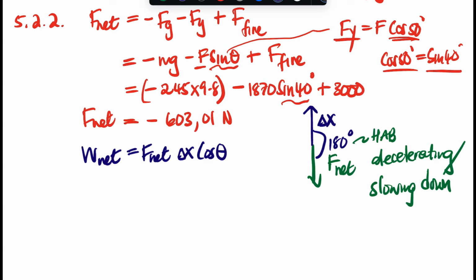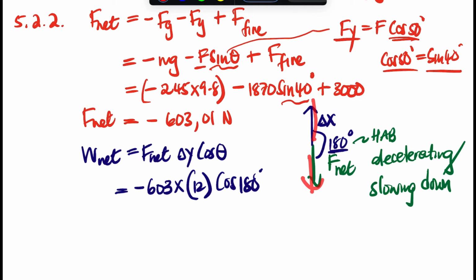Now let's substitute. Our F net is negative 603 times the change in y. Now remember, it's not x, it's y. The change in y, it's what? It's 12 cos 180. Remember, I said it's 180. The hot air balloon is moving this way and the F net is going downwards. So when you punch that in the calculator, your answer there, it will be 72,000.